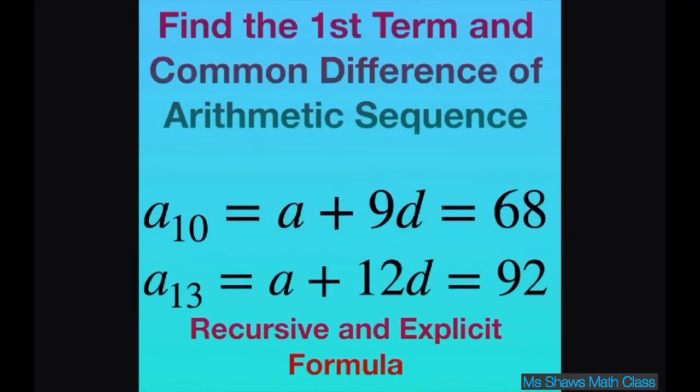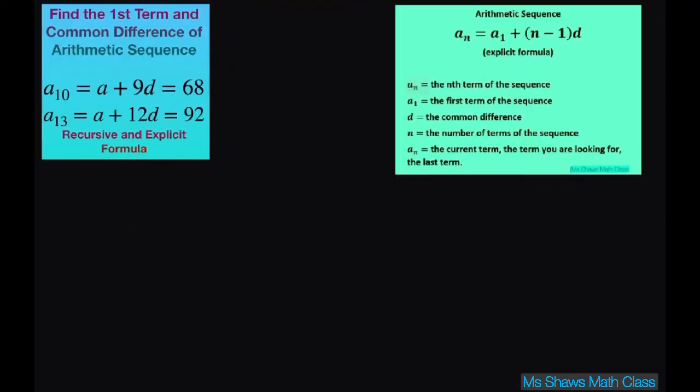Hey everyone, we're going to find the first term and common difference of the arithmetic sequence, whereby your 10th term is 68 and your 13th term is 92. And we need the first term and common difference so we can write the recursive and explicit formula. So I'm going to show you how I got this.